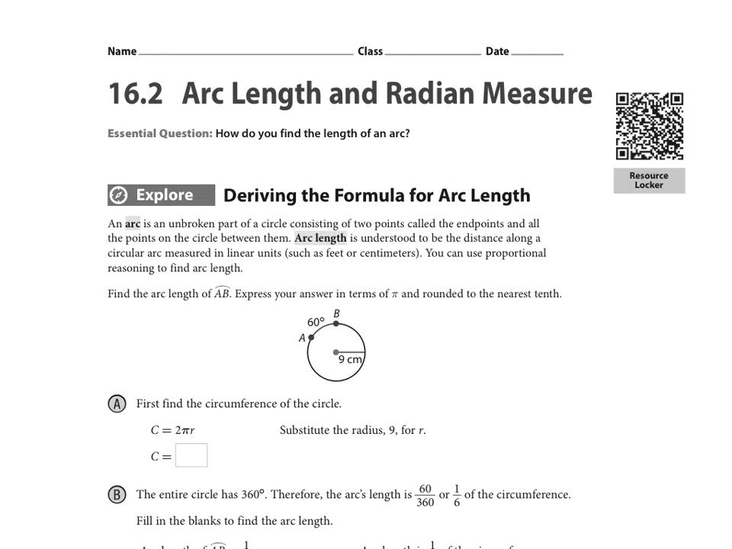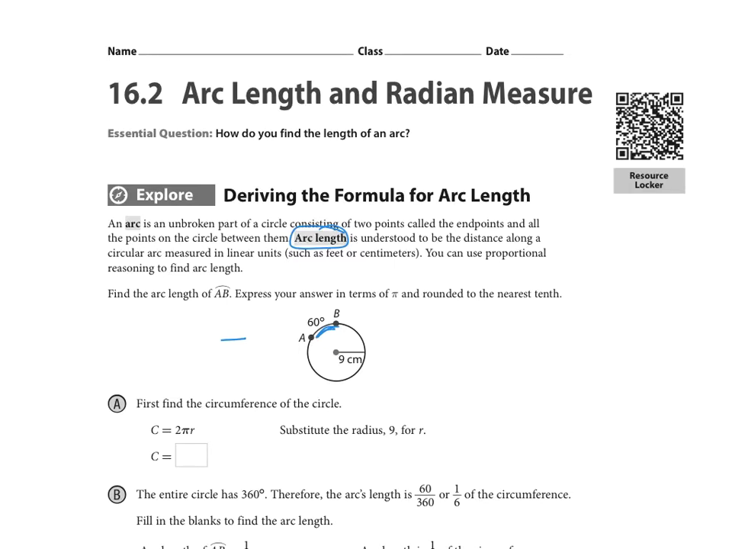So an arc is an unbroken part of a circle, as we see here. We already know that if we are measuring it, it's in degrees, but specifically if we're talking arc length, that's like taking this little tiny piece of the circle, stretching it out flat, and putting it up against a ruler. So it's the distance, if it were a straight line, in feet or centimeters or whatever units we're using to express the circle in terms of the radius. And we can use proportional reasoning, as we're seeing here, to find the arc length.